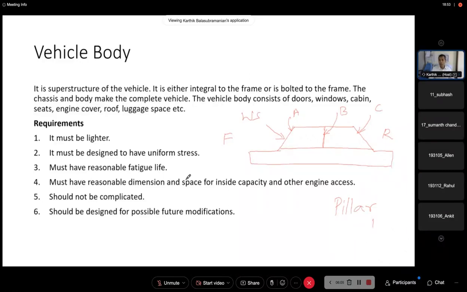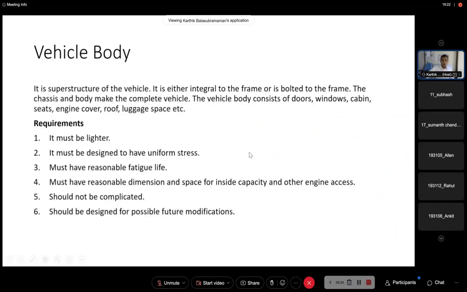A, B, and C pillars. The ones that support the roof of the vehicle, you should know what the A pillar is. Sometimes there can be a D pillar for SUVs and hatchbacks. But usually it is A, B, and C pillars, which support the vehicle superstructure, right?